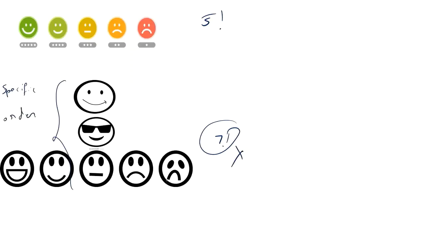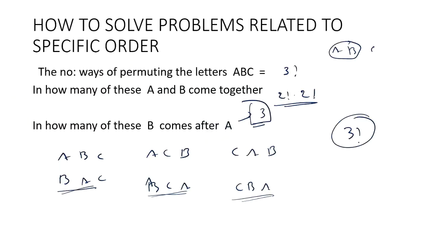So if you want to answer this question, first let me take a few simple examples and then we can see. Now look at this question. The number of ways in which I can arrange these three objects A, B, C is going to be 3 factorial.